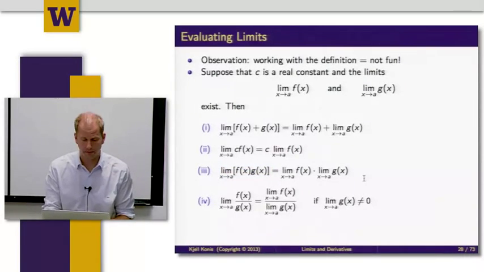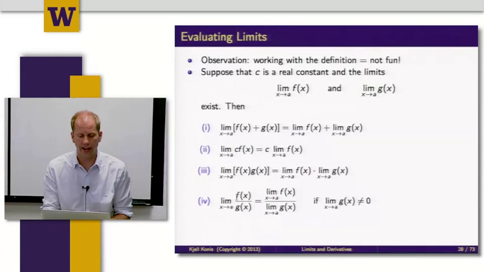It also works for rational functions. So the limit as x goes to a of f of x divided by g of x is just going to be equal to the limit of f of x divided by the limit of g of x as x goes to a. We have to make one little caveat here. The limit as x goes to a of g of x can't be equal to 0.